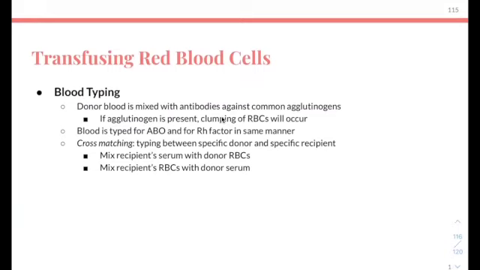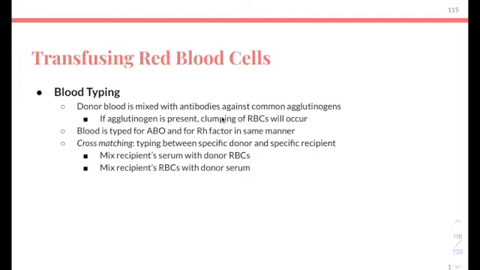So we did the blood typing on Tuesday. Whenever blood is donated, they always blood type it. They always look for the A and B antibodies, because O doesn't have any. And then they also look for the Rh positive, Rh negative.